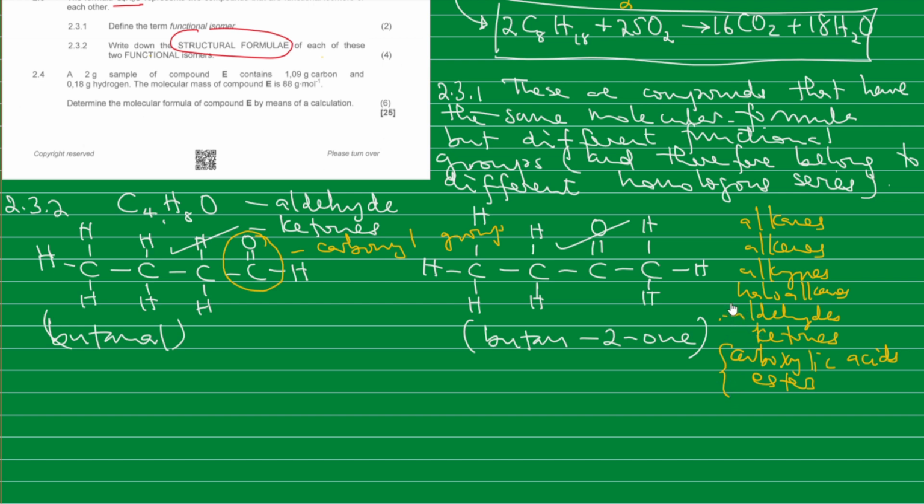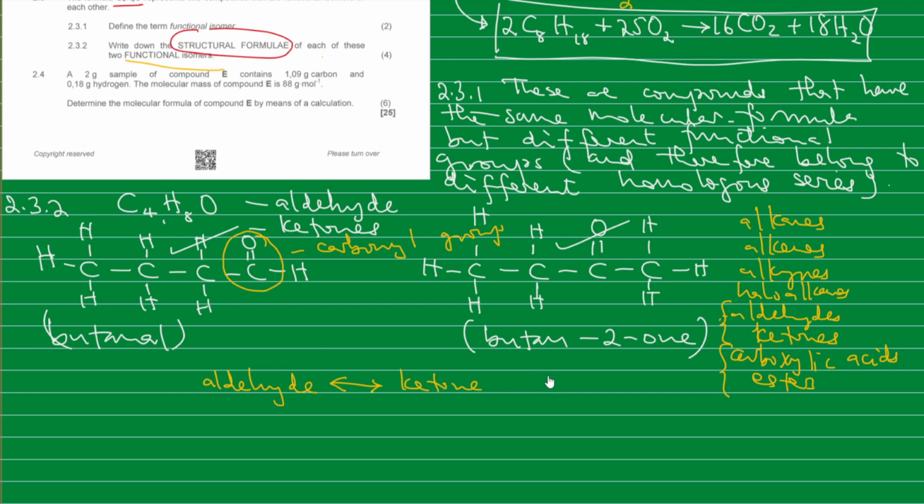Okay, and aldehydes and ketones also make functional groups. What I'm saying is, if you are given an aldehyde and they are asking you for a functional isomer, your answer will automatically be a ketone, and vice versa. If you are given a ketone, its functional isomer will be an aldehyde. If you are given an aldehyde, its functional isomer will be a ketone.